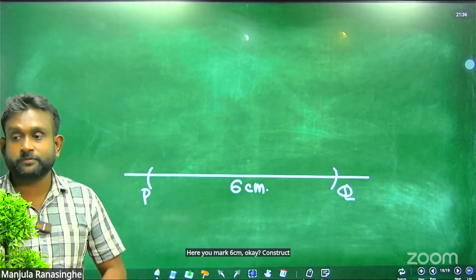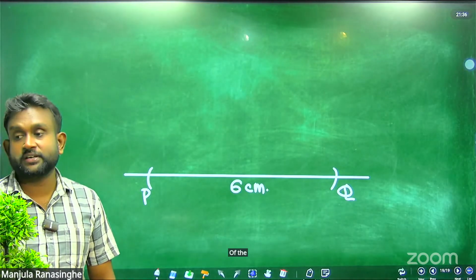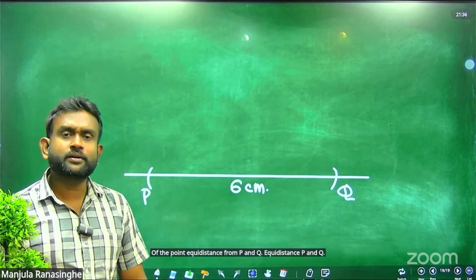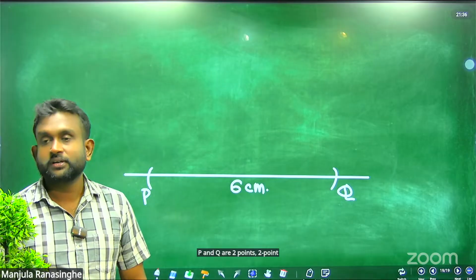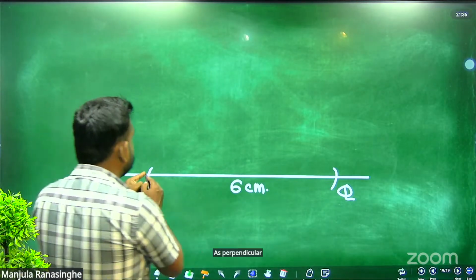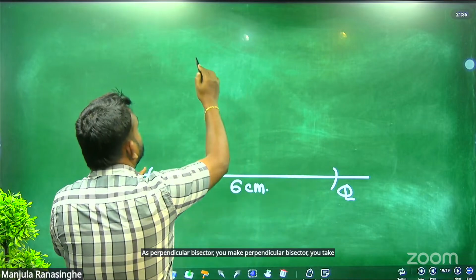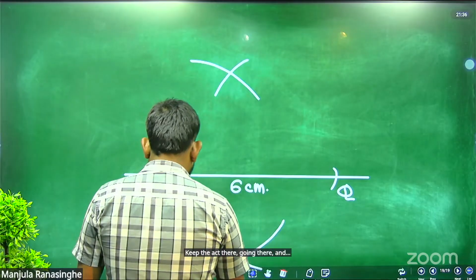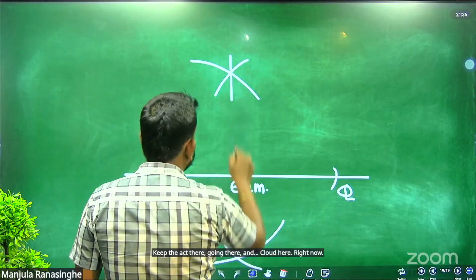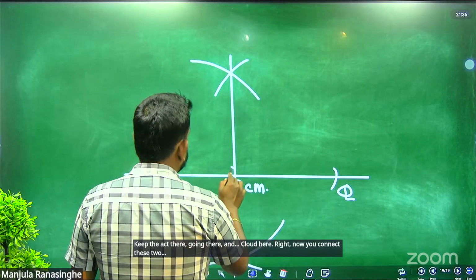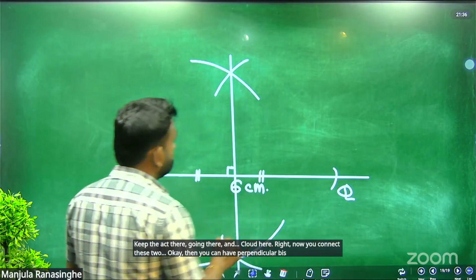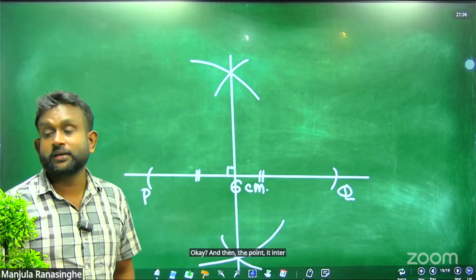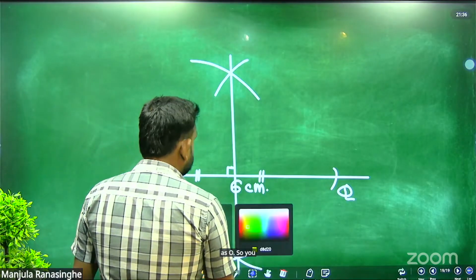Construct the locus of the point equidistant from P and Q. P and Q are 2 points. The locus of points equidistant from 2 points is the perpendicular bisector. You take more than half of the length, make an arc, keep the arc there, join there, and cut here. Now you connect these two, then you have the perpendicular bisector. The point where it intersects the line PQ is O. So you take here PQ as O.